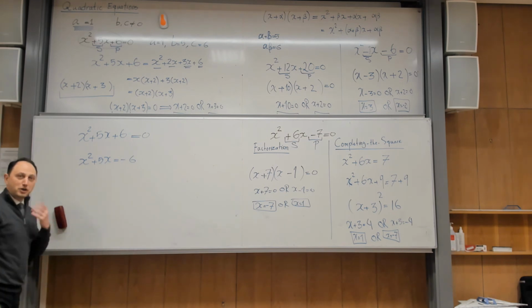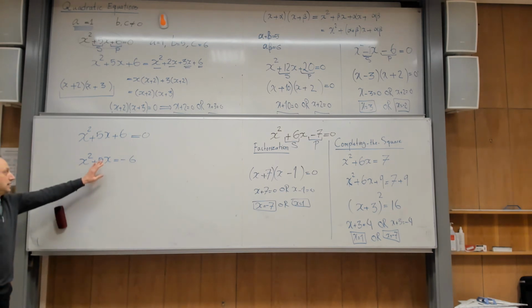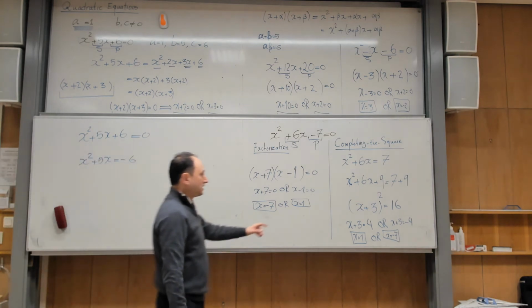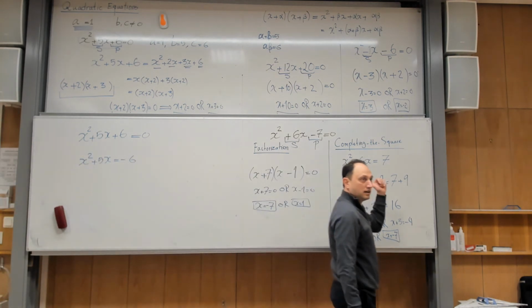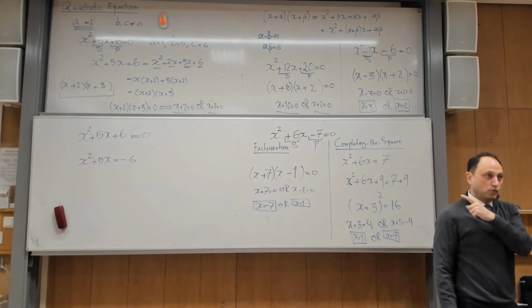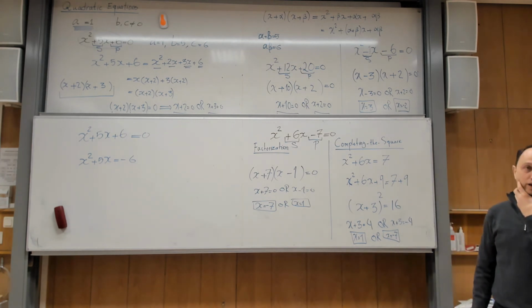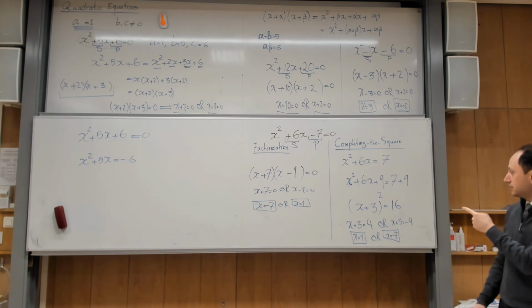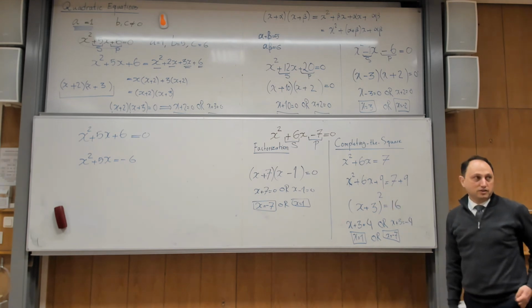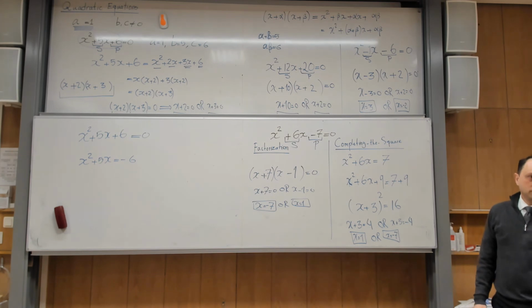Okay, now that is my question for you. Can you guess what is the suitable number? In these cases, guessing 9 was simple. So what is that number that I have to add to both sides? It's not a friendly number as 9 in this case. 6.25.